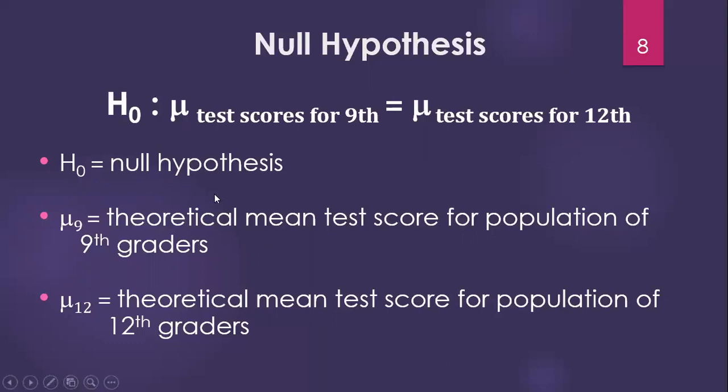We think the test scores for 9th grade equal the test scores for 12th grade. So this is the mean test scores for 9th grade equal the mean test scores for 12th grade. Again, the null hypothesis is always that there is no relationship between the variables. That means that grade level does not influence test scores. How do we know that grade level doesn't influence test scores? It would be that the means for both groups are equal.